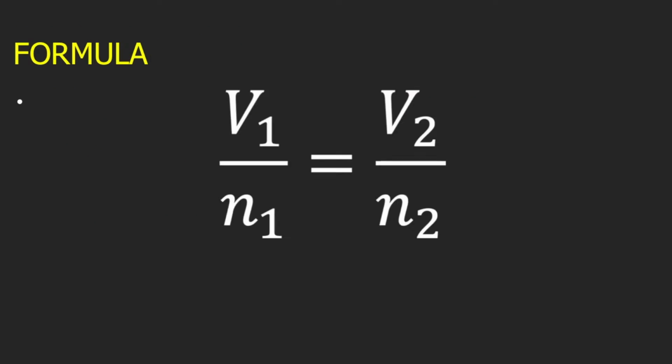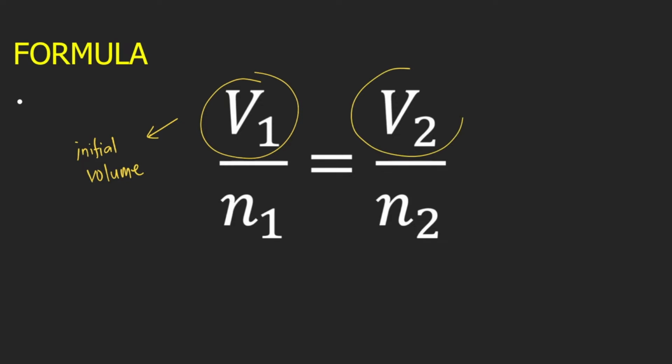Okay? Now let's proceed to the formula for Avogadro's law. The formula is very simple. It's V1 over N1 equal to V2 over N2. Now let's define the variables. V1 is your initial volume and V2 is your final volume.